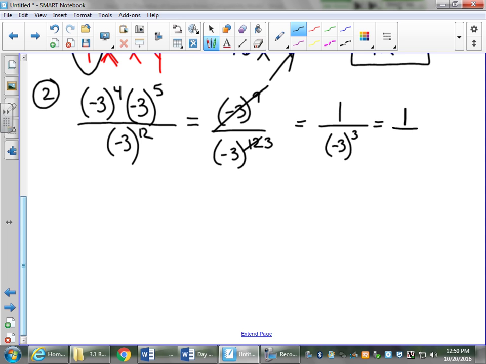We would then do out that power. When a power is odd, it's going to stay a negative answer. If the power was even and there were parentheses, it would turn into a positive answer. So -3 times -3 times -3 is -27. And you can choose to either leave the negative in the denominator, move it to the center, or move it to the numerator.